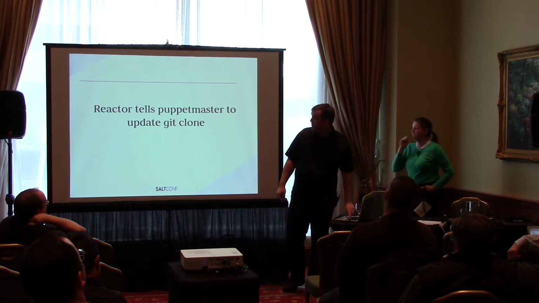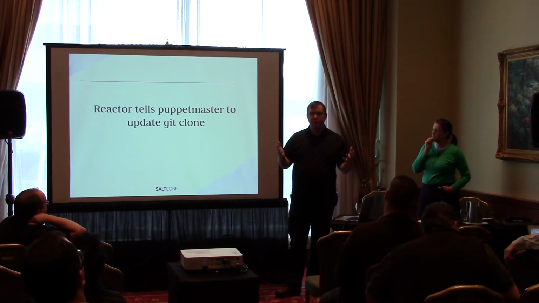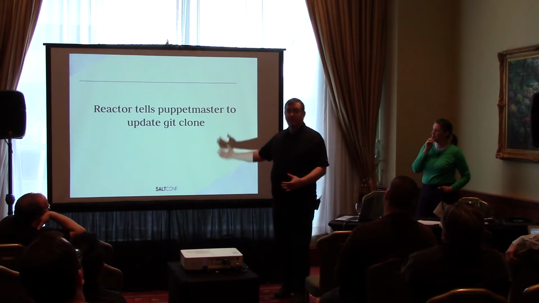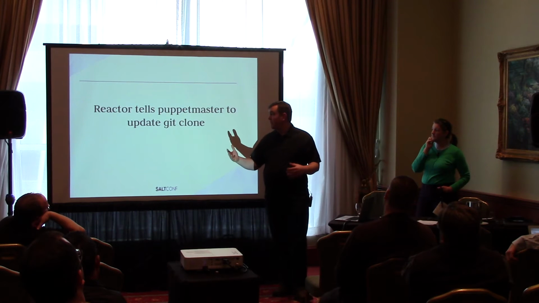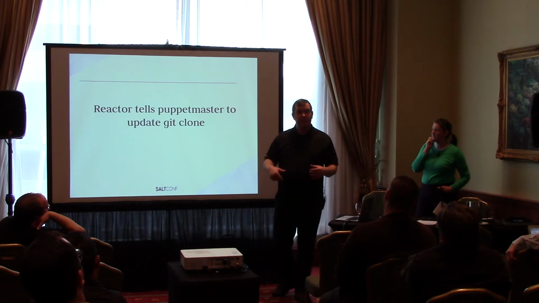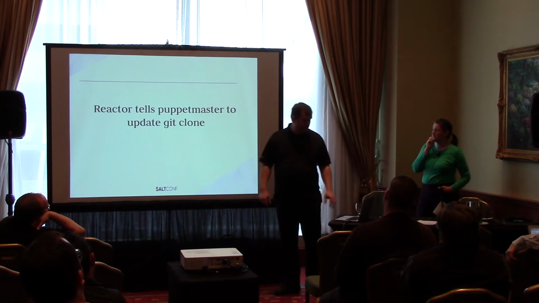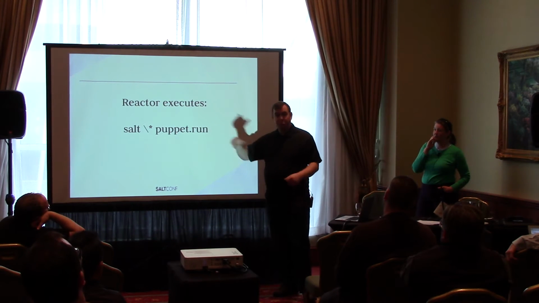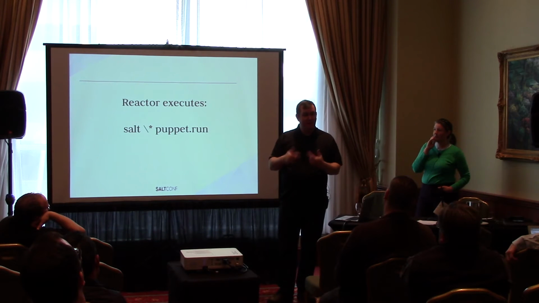And so then on the Salt master, there's a reactor that's running. I'm sure some of you are familiar with the reactor. It's essentially a service that runs on the master that looks at the events that are coming across the Salt event bus and then does things accordingly. So when the reactor gets that message from the Jenkins server that this test passed, then it tells the Puppet master to update its Git clone. And when that's successful, then the reactor basically says salt star puppet.run, and that tells all the servers to go out, pull in, and execute the new Puppet manifests that they get from the Puppet master.